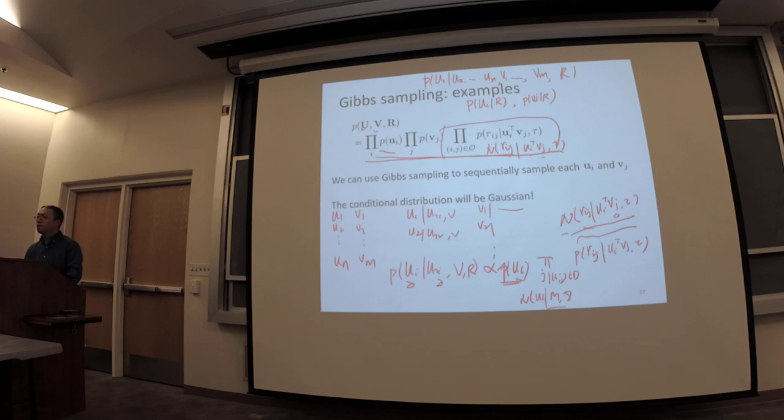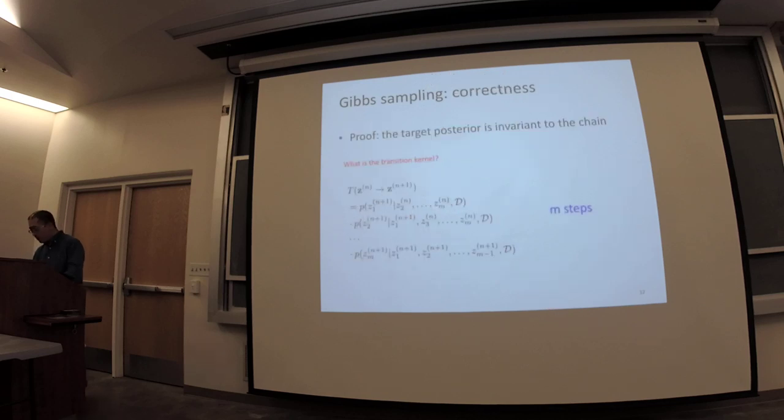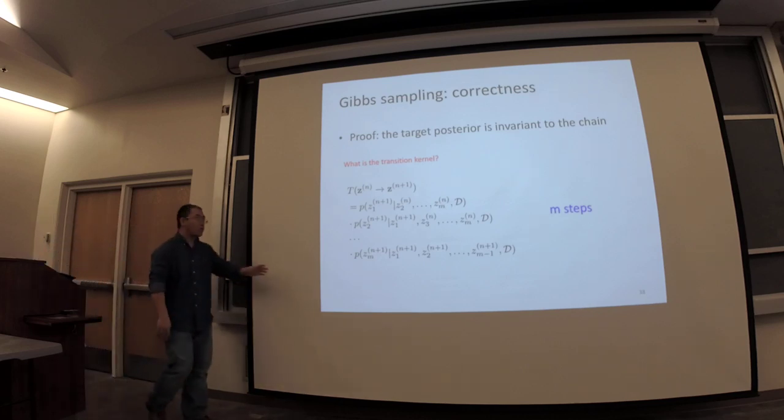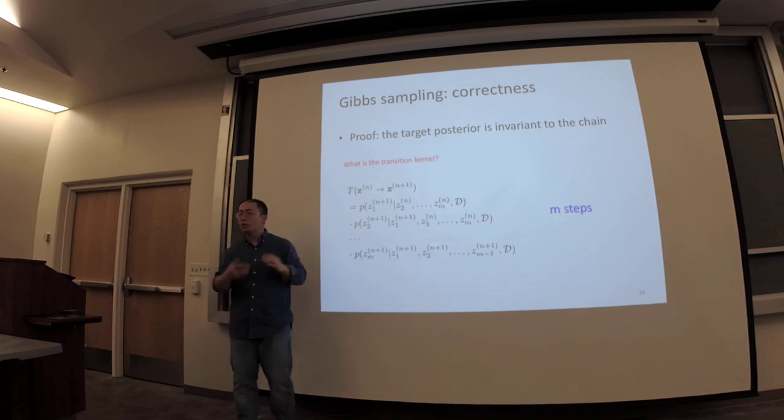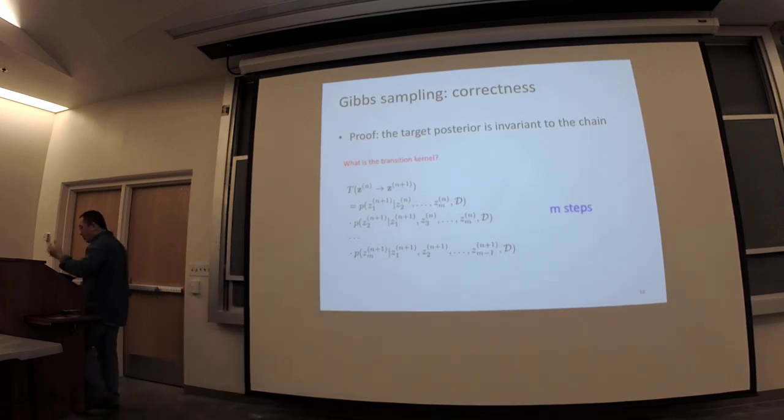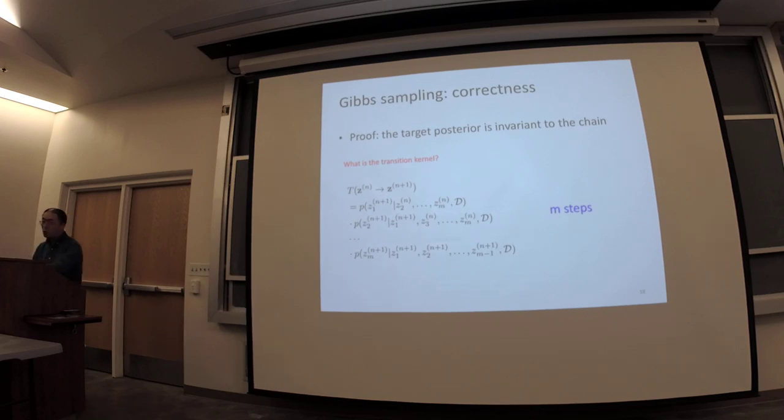Any other question? Okay. So the next step is a theoretical step. We need to prove why Gibbs sampling is correct. Why it's kind of simple. And that the update will guarantee you converge to the true posterior, right?